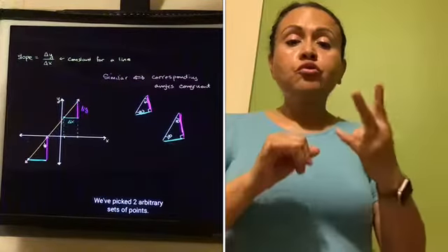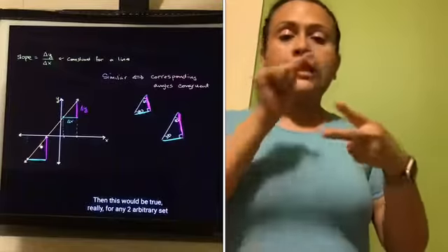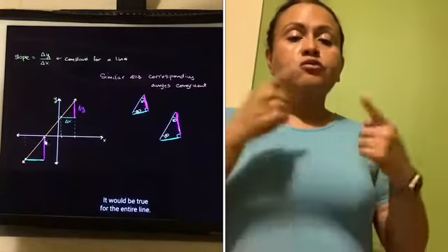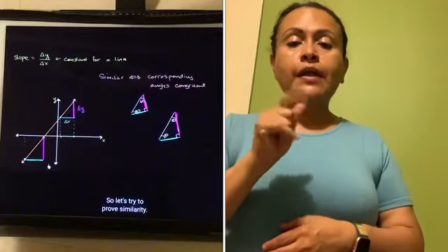We've picked two arbitrary sets of points. Then this would be true really for any two arbitrary sets of points across the line. It would be true for the entire line. So let's try to prove similarity.